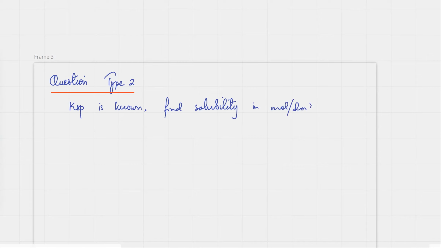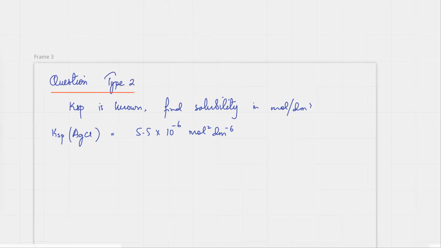So for example, I've got this salt, AgCl. We're going to start off simple. I've got AgCl, and the value of Ksp for AgCl is already with us, and that is 5.5 times 10 to the power minus 6, mole squared dm to the minus 6. So this value is already present. So how do you find the solubility? Like how much is dissolving?